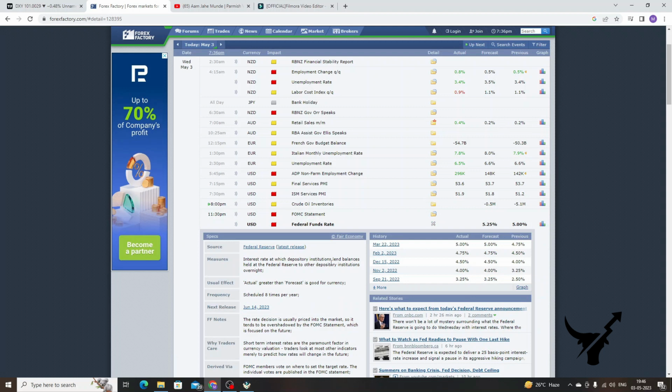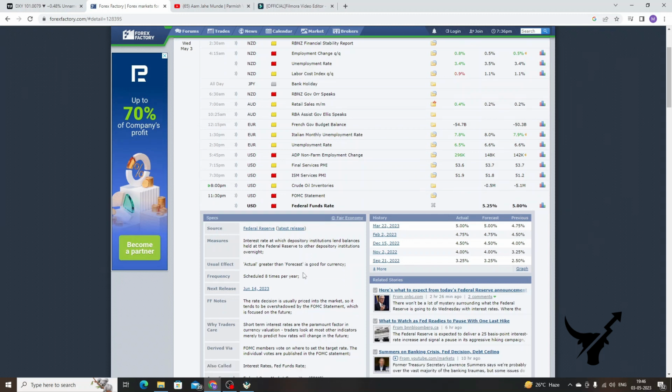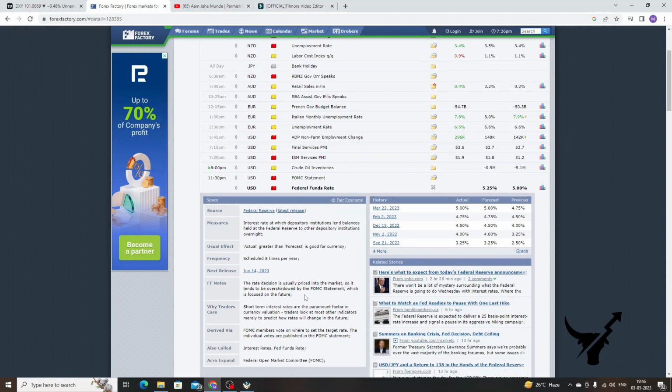The interest rate at which depository institutions lend balances. It is a really leading and very important factor. At 11:30 p.m. Indian Standard Time, the news will come out. Expected is 5.25, previous is 5%. So we'll see what we get here.